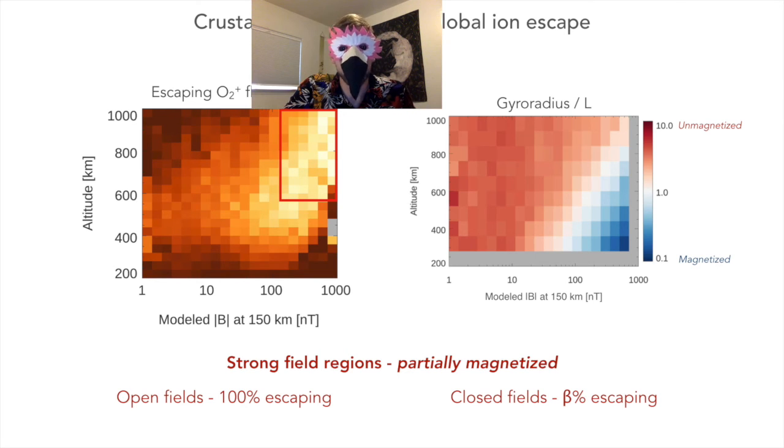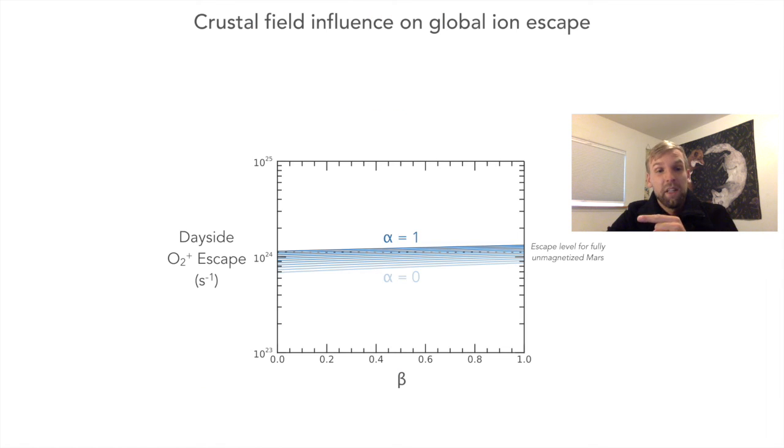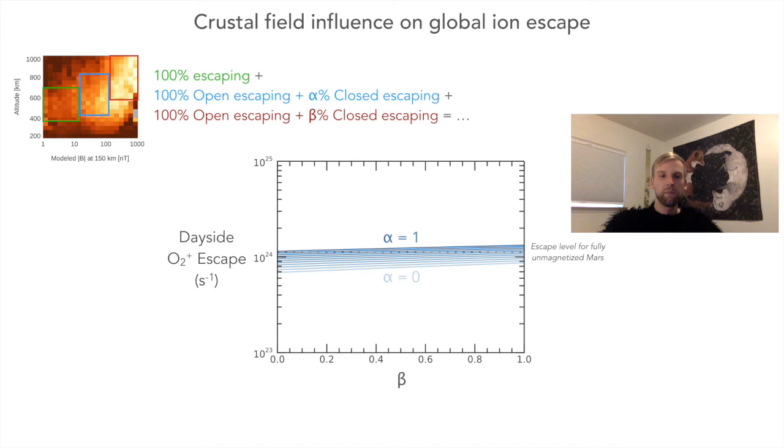Then we take all these fluxes, multiply them by the area covered by magnetic fields at these strengths to get outflow rates, and we arrive at this plot here. And this is showing O2+ total global escape rate as a function of alpha and beta. As a reminder, this came out of this formula here.